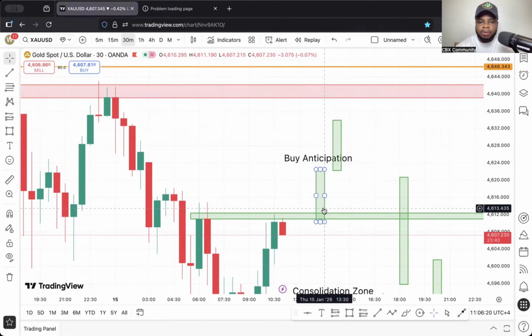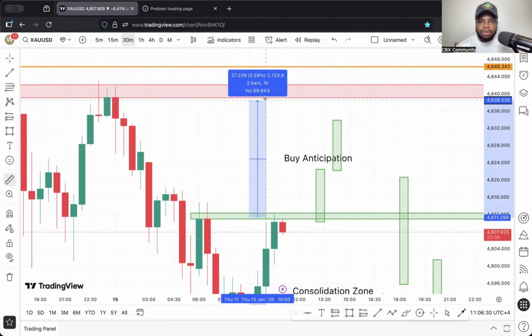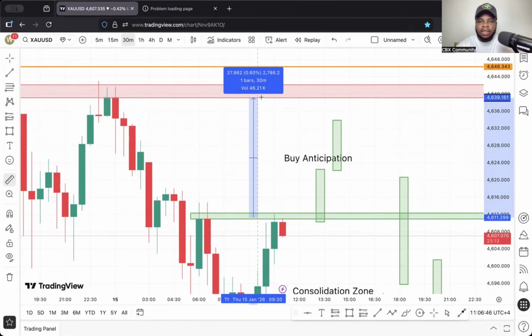Let's assume that from this resistance zone down to this resistance zone, let's measure the range. From this resistance zone down to this resistance zone, we are looking at 277 pips. So it's very important for us to know what we want and how much we are willing to risk in a position. Since the range from this resistance zone to this resistance zone is 277 pips, you need to know how much you are anticipating the market to give to you.